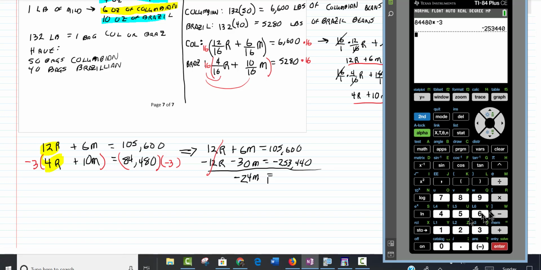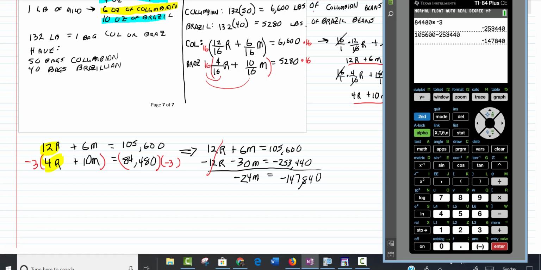I need to add this column together, so I can just do 105,600 minus 253,440. Get a negative number. The negatives work their way out anyway, it looks like. Okay, so I got that.